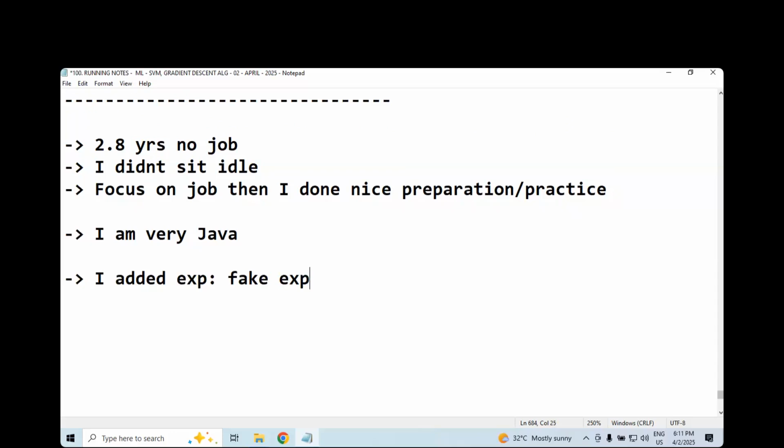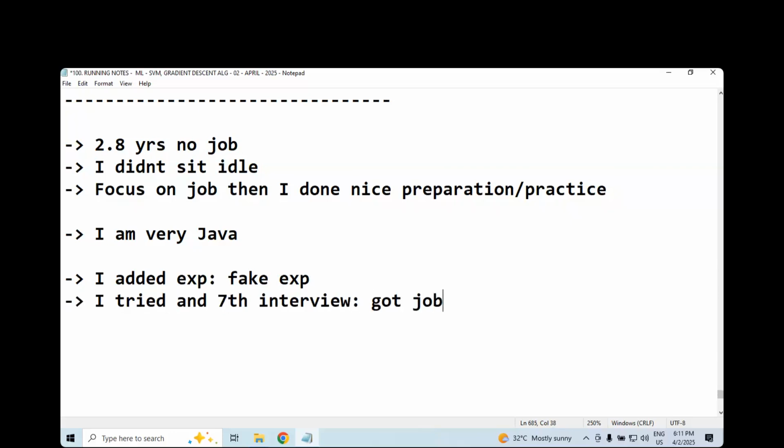Why? Because for 2.5 years I didn't have a job. I called one of my seniors and told him, Anna, I don't have a job, what do I need to do? He asked, are you good in Java? I said, Anna, I'm very good in Java. Then he said, do one thing, add an experience and try. I tried, sir. I added an experience, and in almost the seventh interview I got a job.